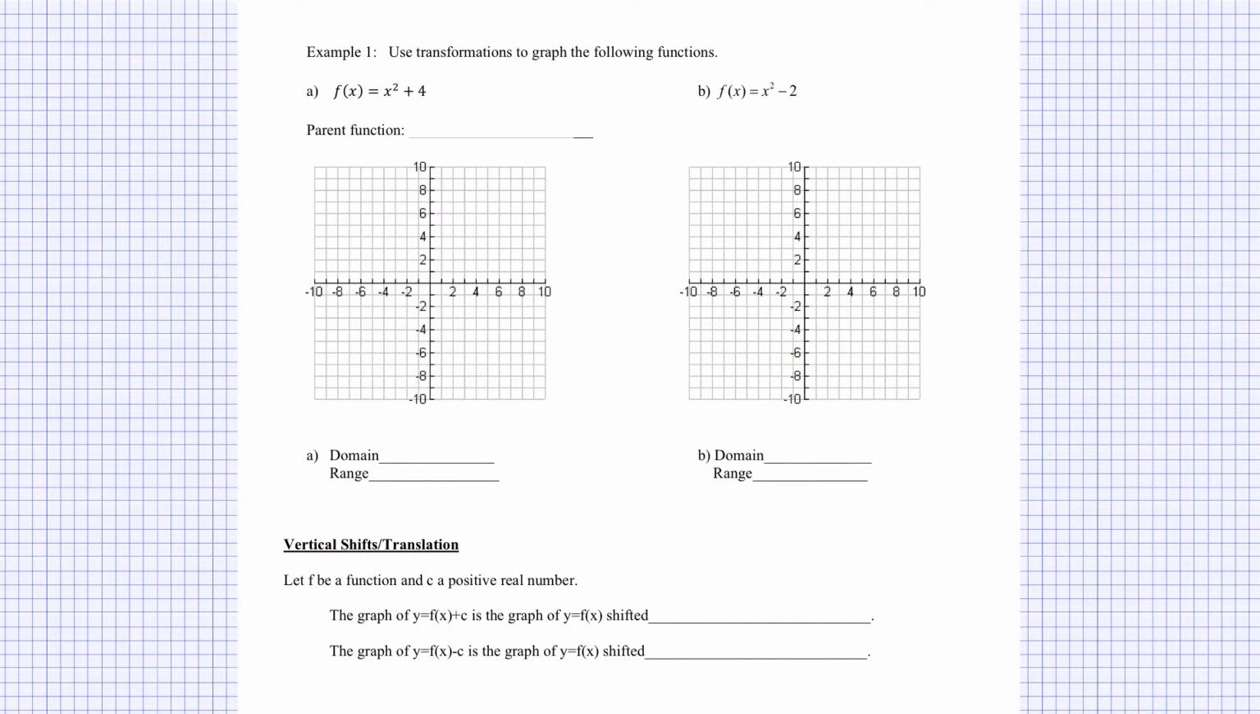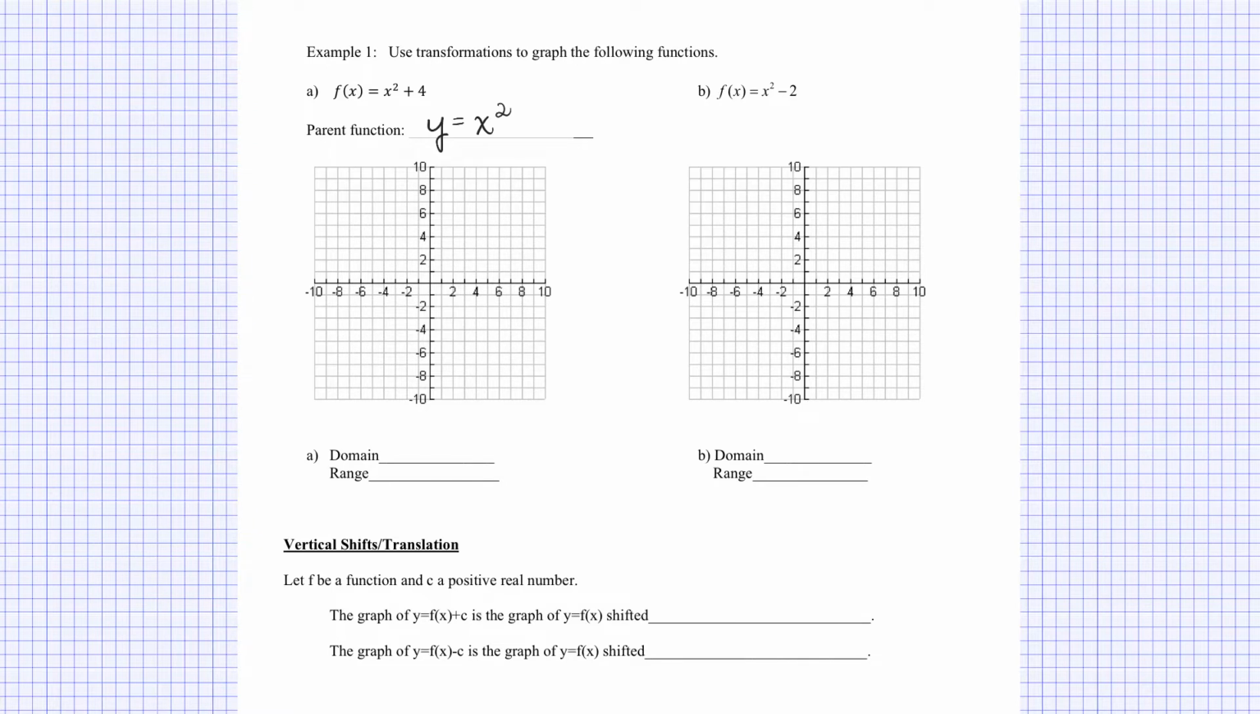Okay, so in this example, we're going to be using transformations to graph the following functions. And we're going to establish what these transformations are going to be with the following 2 examples. The first example is f of x equals x squared plus 4. And then for part B, f of x equals x squared minus 2. But in both of these functions, the parent function is the quadratic, or y equals x squared. That's going to be the parent function there.